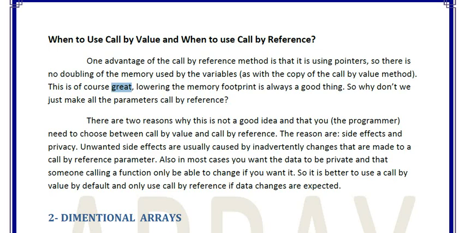but there are two reasons why it is not a good idea that you, the programmer, need to choose between call by value and call by reference. There are reasons: side effects and privacy. Unwanted side effects usually cause the individual changes made by the call by reference parameters. So it is better to use call by value by default and only use call by reference if data changes are expected.